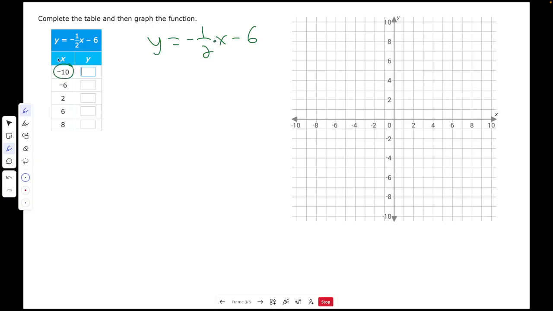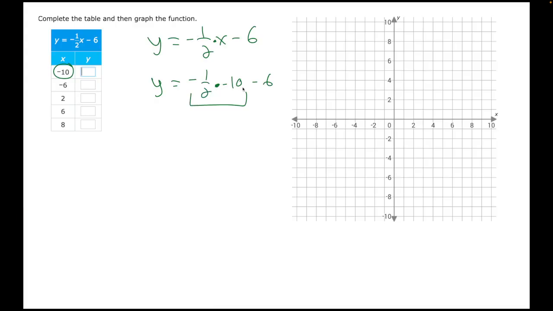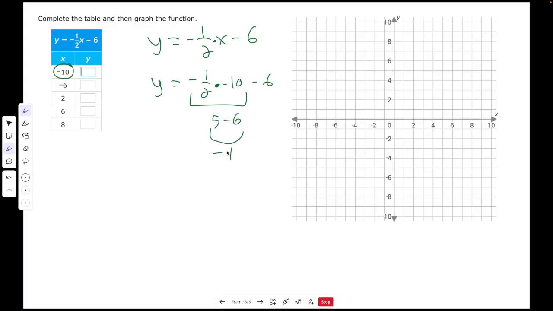So now let's take the negative 10 and plug it in. Y equals negative 1/2 times negative 10 minus 6. PEMDAS, order of operations, says you multiply first. So I do negative 1/2 times negative 10, which is 5 minus 6. 5 minus 6 is negative 1.